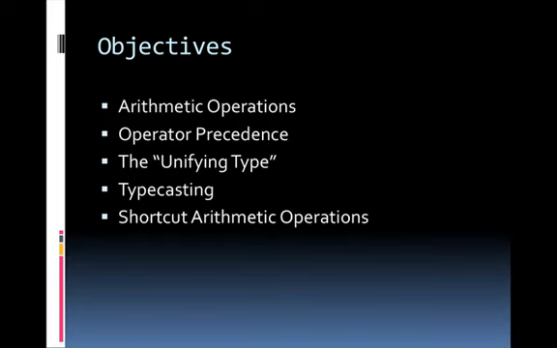We're going to talk about the basic mathematical or arithmetic operations. We're going to talk about the order of operations in Java, the way that Java applies the rules that go along with order of operations. We're going to talk about this idea of what is called the unifying type. It happens when we try to do operations on numeric values that belong to different data types. We're going to talk about changing or converting one data type to another. We're also going to talk about some shortcut mathematical operators.